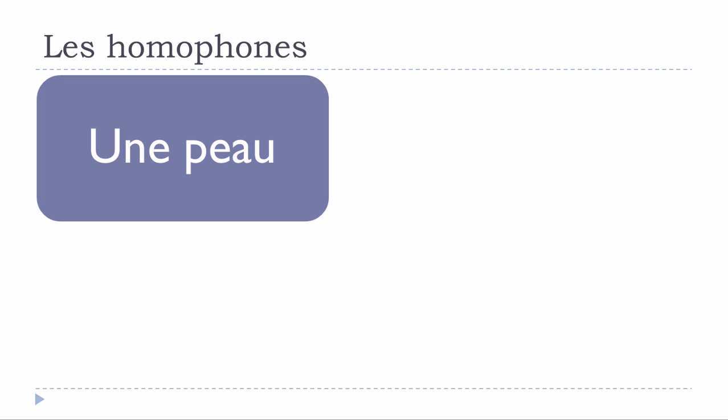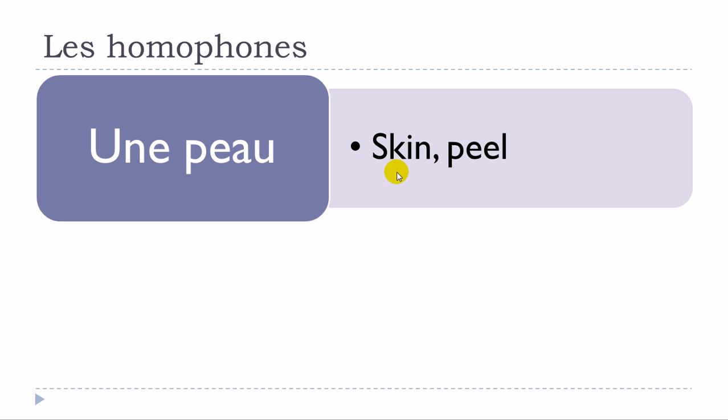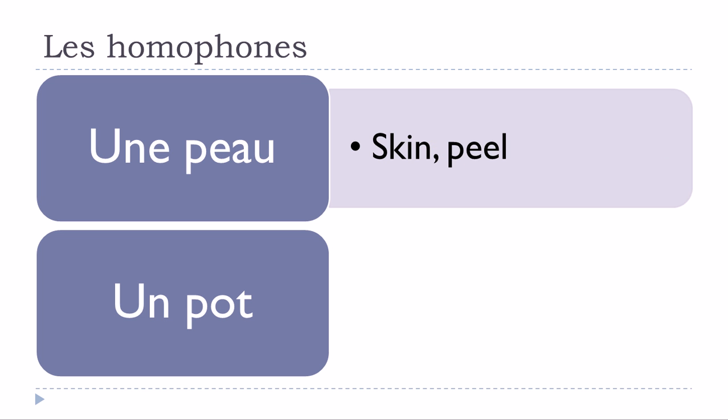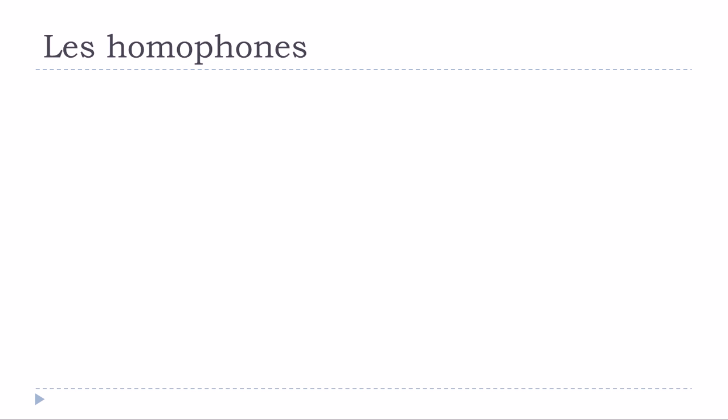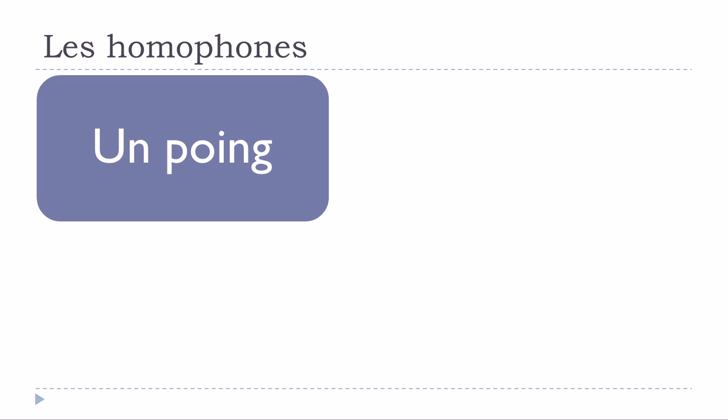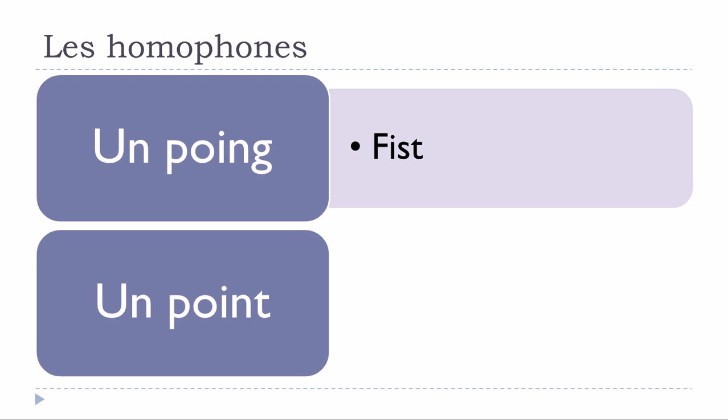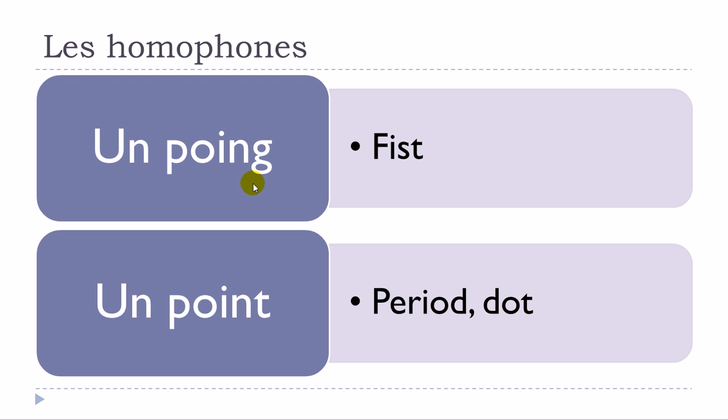Une peau. And here you have the meaning in English. Une peau. Un pot. Okay, so une peau, un pot. Un point. Un point. Alright, so you can see that here the only difference is the final letter, okay, but then they are pronounced the same way and both of them are masculine. Un point, un point.